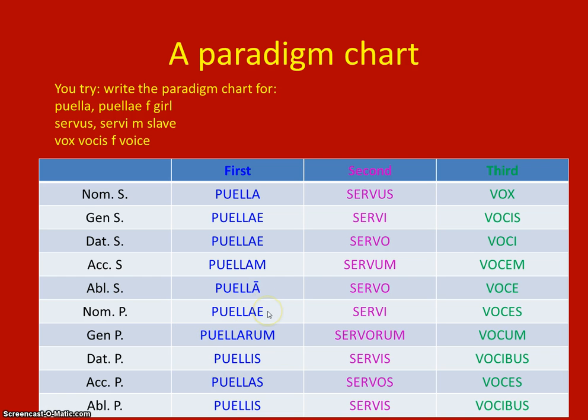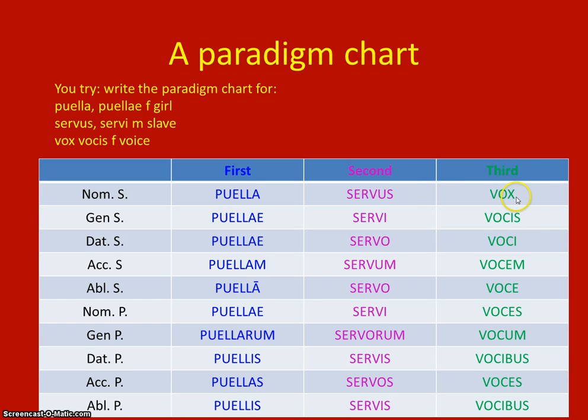Puellae would mean girls. Puellarum means of the girls, puellis to or for the girls. Puellas, direct object, plural, girls. And puellis, with the girls or by the girls. Same thing for servus, servi, etc.